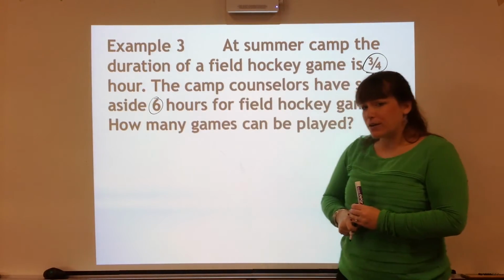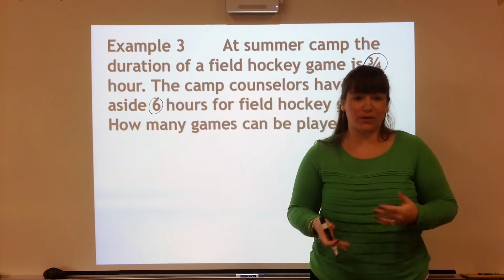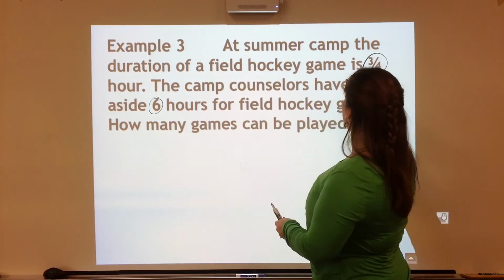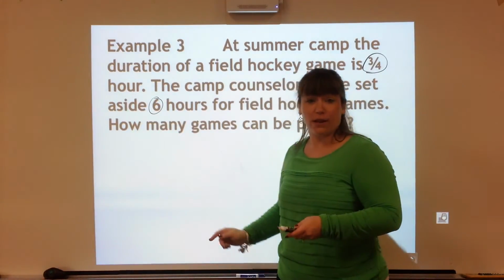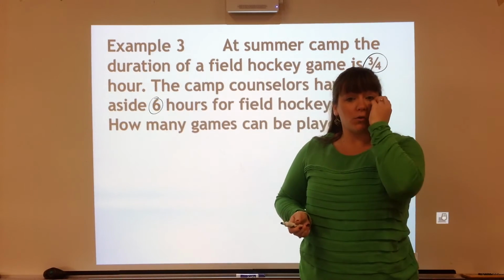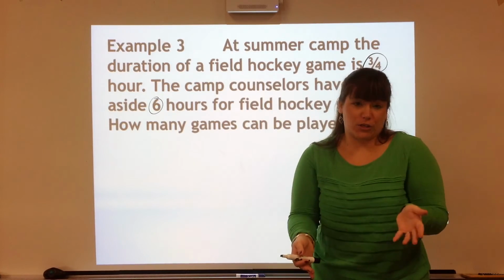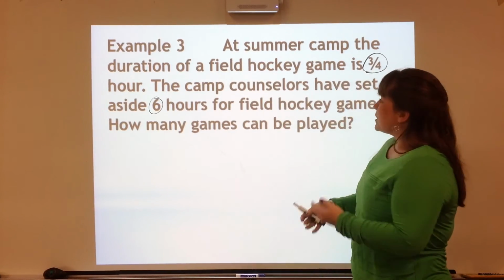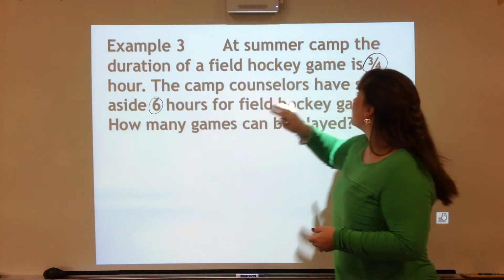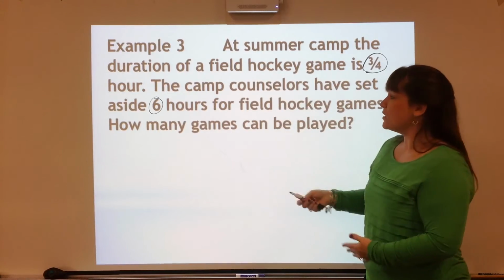And the trick for division word problems is to write your own problem. They're not going to give you the order. They're not going to say, hey, this is the divisor, this is the dividend. So you have to make your own equation up, your own expression up. So we have to decide, are we going to have the dividend be the 6 and the equal groups 3/4, or is it the other way around?